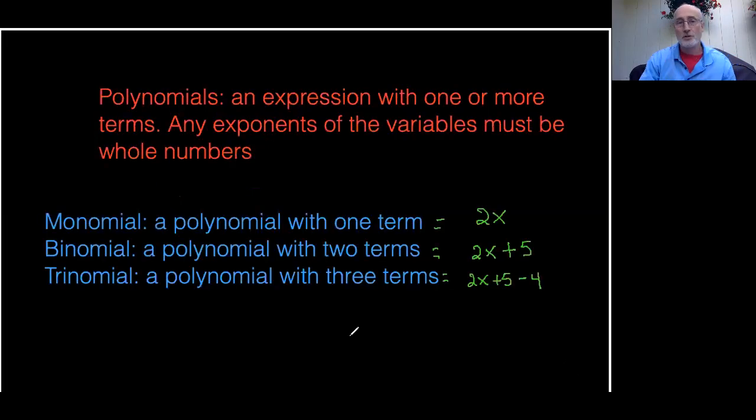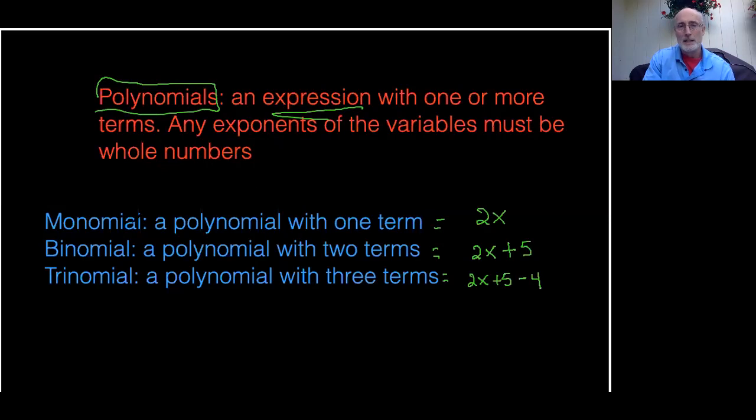All right, here's a definition that you'll want to write down: polynomials. A polynomial is an expression with one or more terms. Any exponents of the variables must be whole numbers, all right? For it to be a true polynomial, the exponent has to be a whole number. What else could it be? It could be a fraction, okay? If it's a fraction, then it's not a polynomial, okay? So that's just the definition of this thing called a polynomial. It's an expression with one or more terms. So in some ways, it's kind of like another name for an expression.